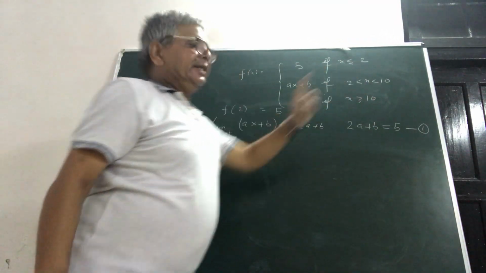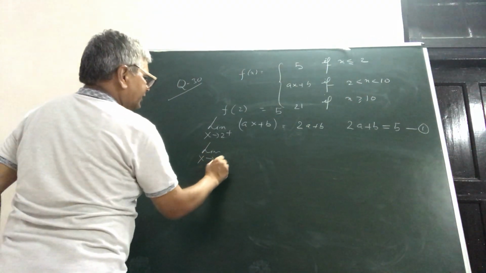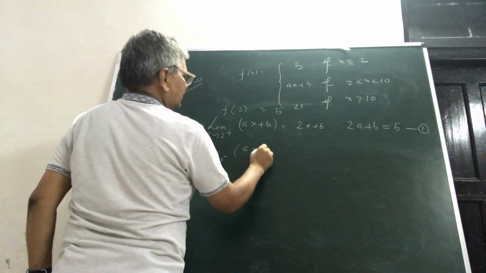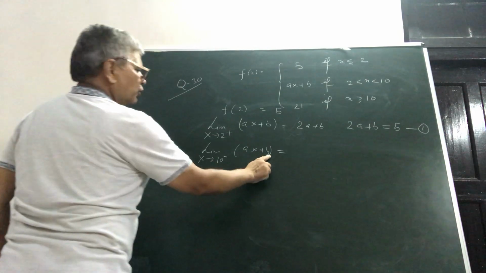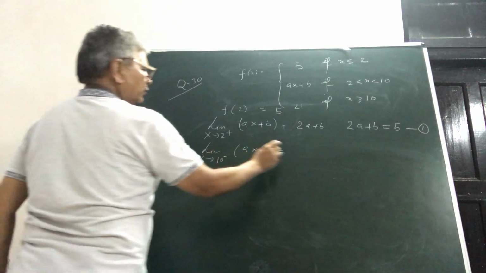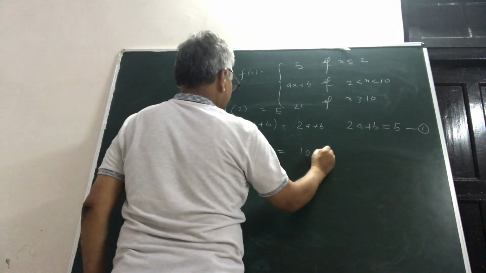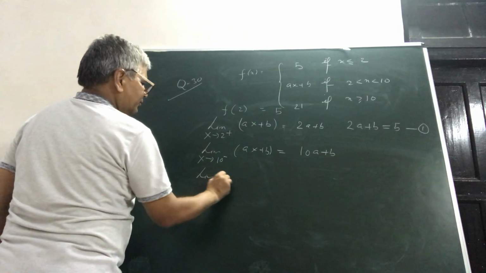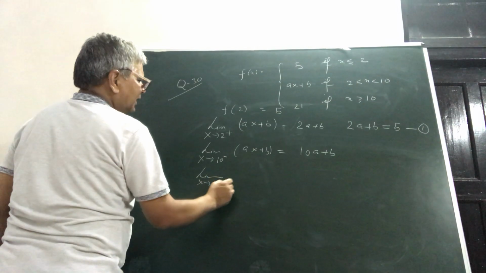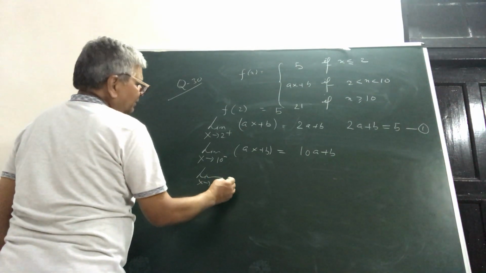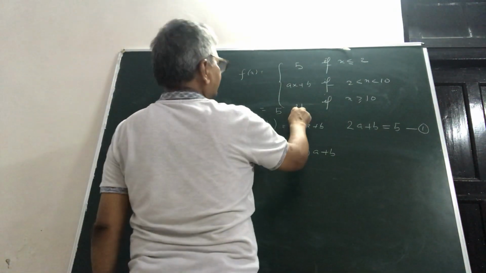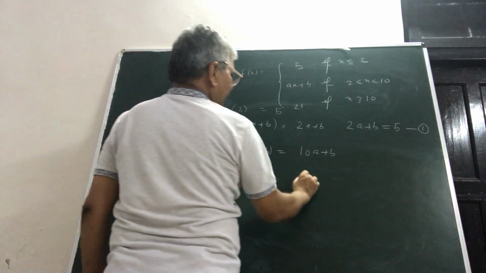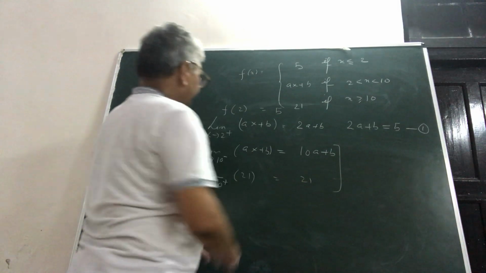And the second equation, where will we obtain it? On the extreme point 10. So limit x tending to 10 minus will be what? Again, it is ax plus b, a polynomial. A polynomial is continuous, therefore it will be 10a plus b. And then limit x tending to 10 plus you can determine, and at 10 plus it is 21 straight away. So the other equation you can obtain from here.